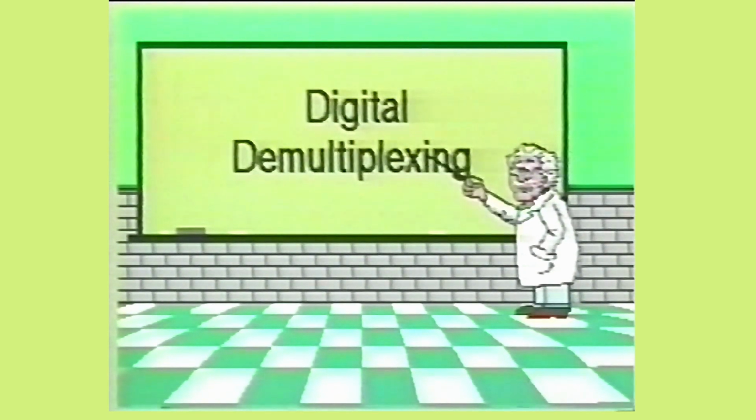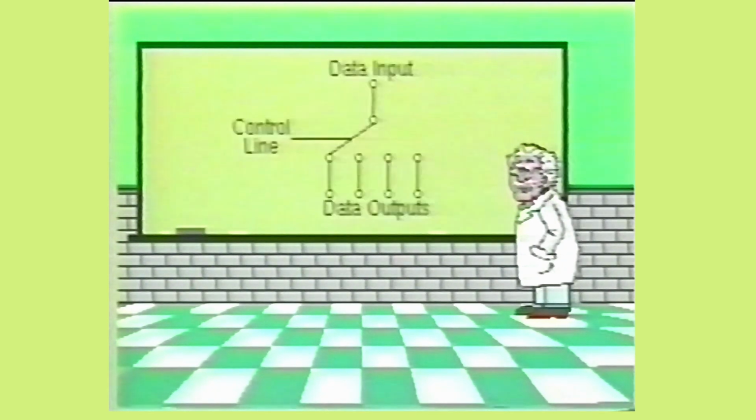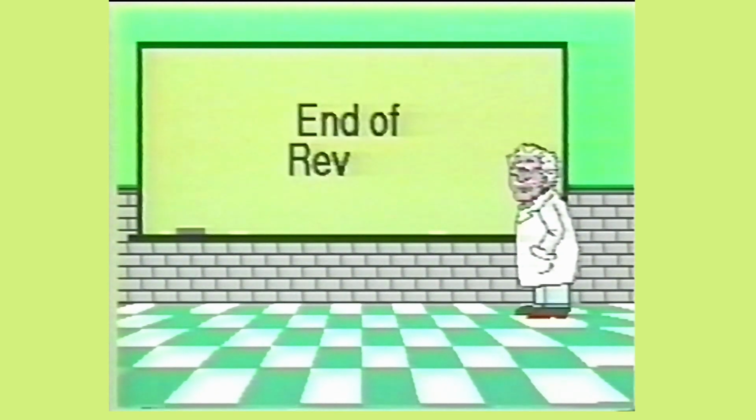Demultiplexing, on the other hand, is the reverse process, meaning data from a single source is routed to various destinations. The demultiplexer may be considered an electronically controlled switch whereby a single data input line may be connected to any one of several outputs. This concludes review number 2. Next, we will examine register circuits.